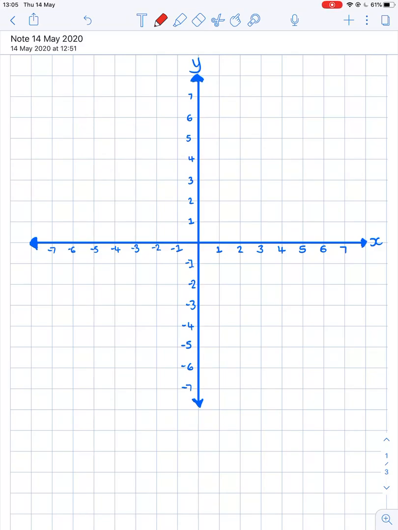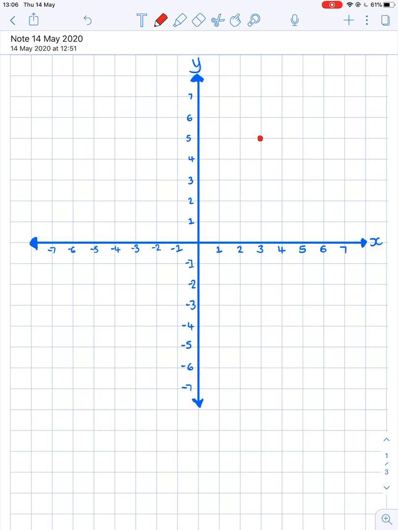Okay, I want to look at the names of some lines today, but before we start to look at the names of lines, we need to realise that lines are just lots of coordinates or points joined together. So we're going to just look at a coordinate.